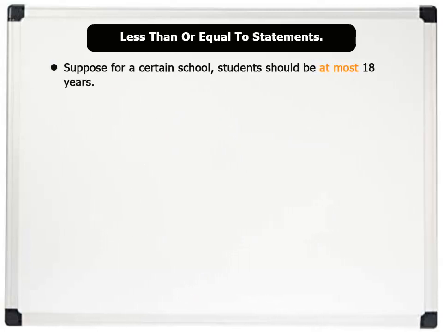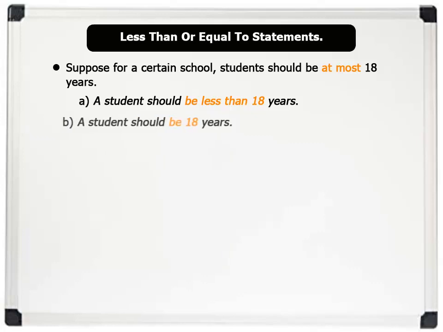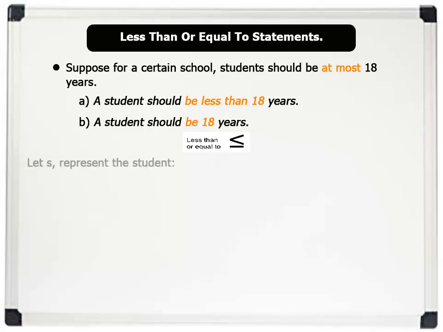Suppose, for a certain school, students should be at most 18 years. This statement means two things. A. A student should be less than 18 years. B. A student should be 18 years. Now, these two statements can be written together symbolically using the less than or equal to symbol. So, let S represent the student. Therefore, S is less than or equal to 18.